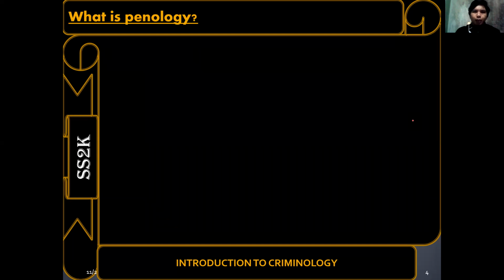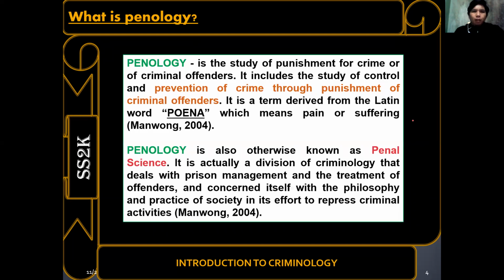Ano nga ba ang penology? Penology, ladies and gentlemen, is the study of punishment. Ito po'y pag-aaral ng kaparusahan sa krimen na ginawa or doon po sa criminal offenders. So it was derived from two terms. Pena, which means suffering or pain, and logi means to study. Study of pain or suffering is being imposed because of commission of crime.